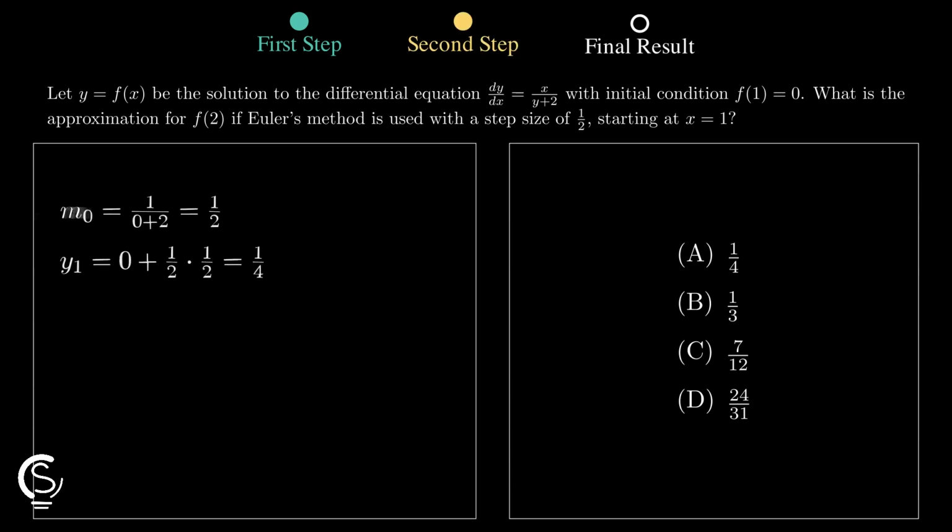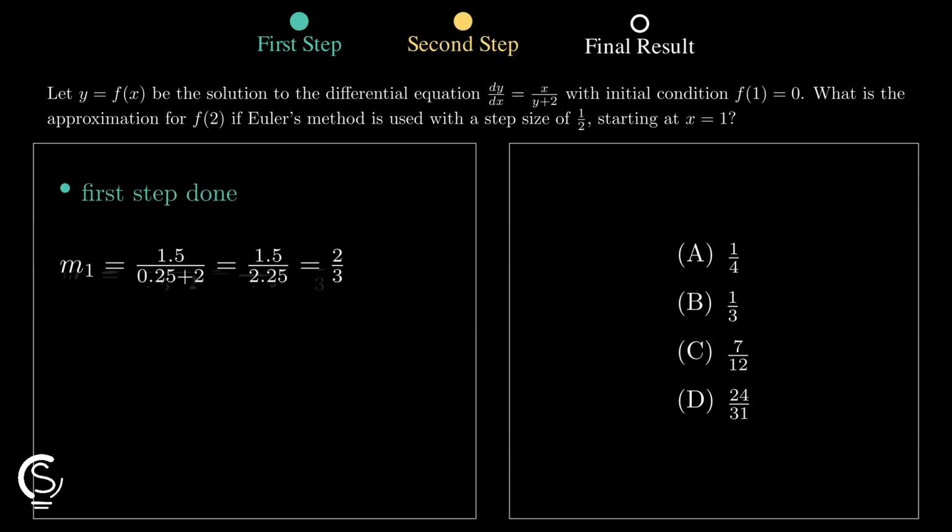Now move to x equals 1.5. The new slope is 1.5 divided by 2.25, which simplifies to 2/3. Add that value.